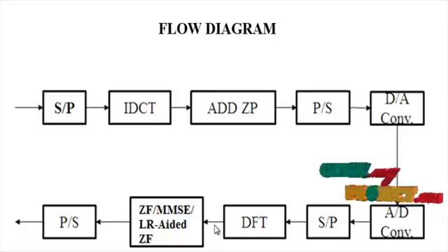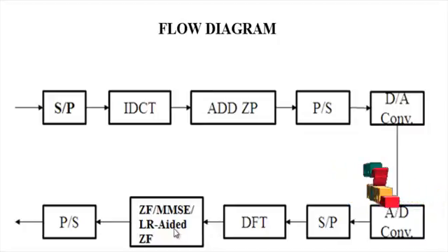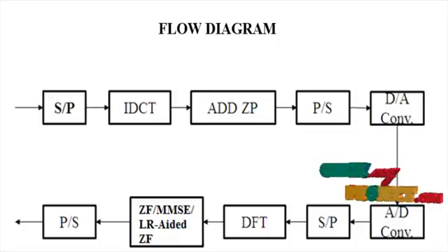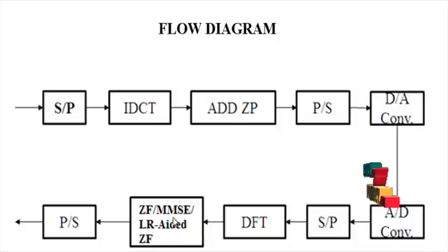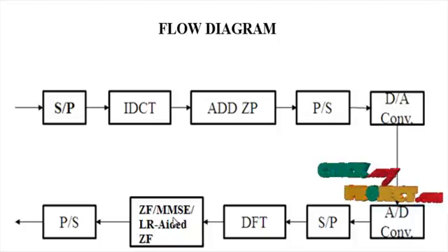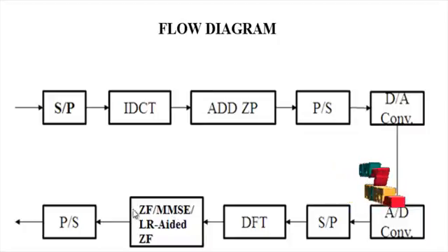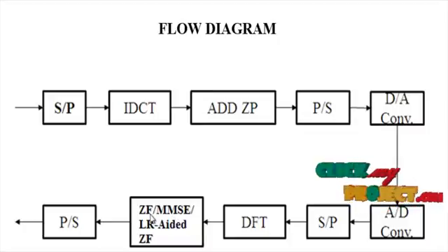Zero forcing equalizer refers to a form of linear equalization algorithm used in communication systems which applies the inverse of the frequency response of the channel. This form of equalizer was first proposed by Robert Lucky. The zero forcing equalizer applies the inverse of the channel frequency response to the received signal to restore the signal after the channel.